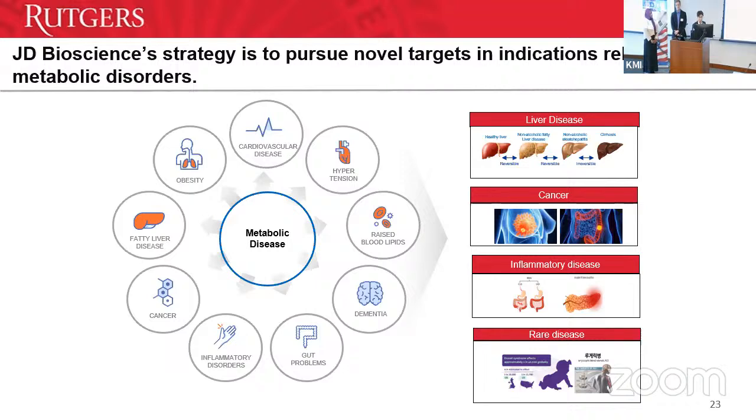And currently, their lead asset has completed phase 1 and is about to enter phase 2. It's indicated for MASH, and MASH is a rapidly growing market, a rapidly growing indication. There's a huge unmet medical need, and it's projected to reach around $100 billion by 2030.